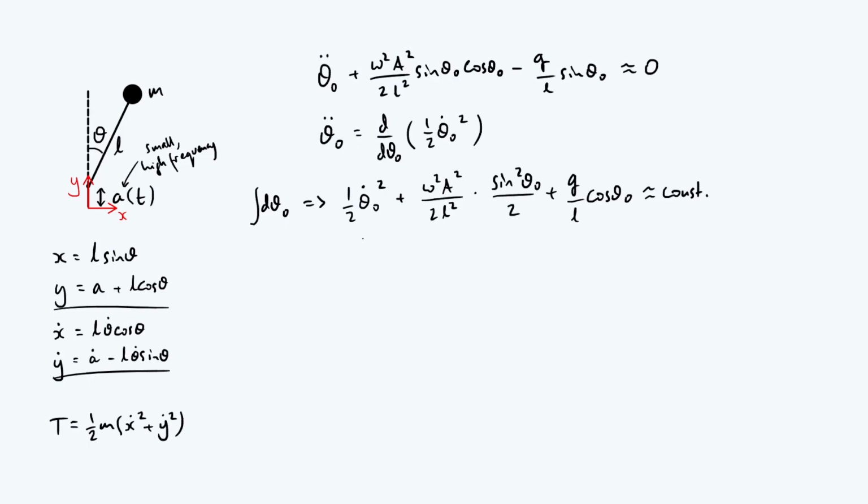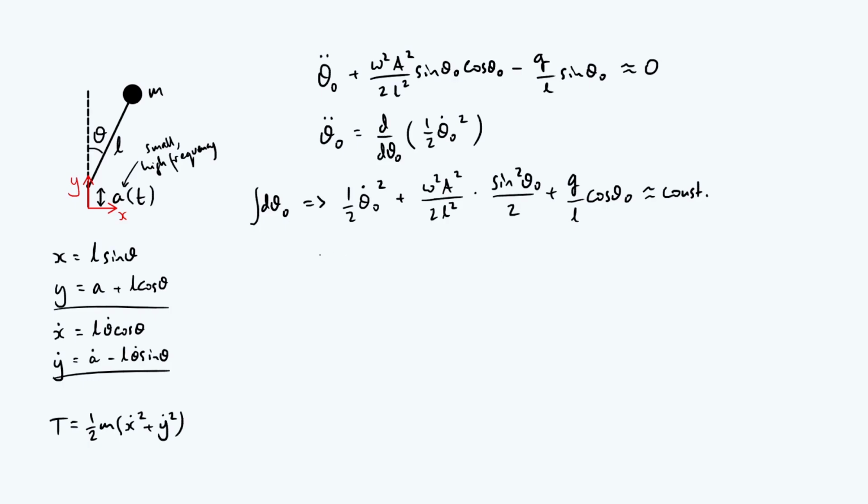Now, what are we going to do with this? Well, we can get a bit of a hint from this first term, half theta naught dot squared. That might remind you a little bit of kinetic energy, which is half mv squared. So what we could do is multiply our entire equation by something that makes the first term look like kinetic energy, so that we could then interpret the other terms here as a potential energy, and then this equation would just be expressing the conservation of energy.